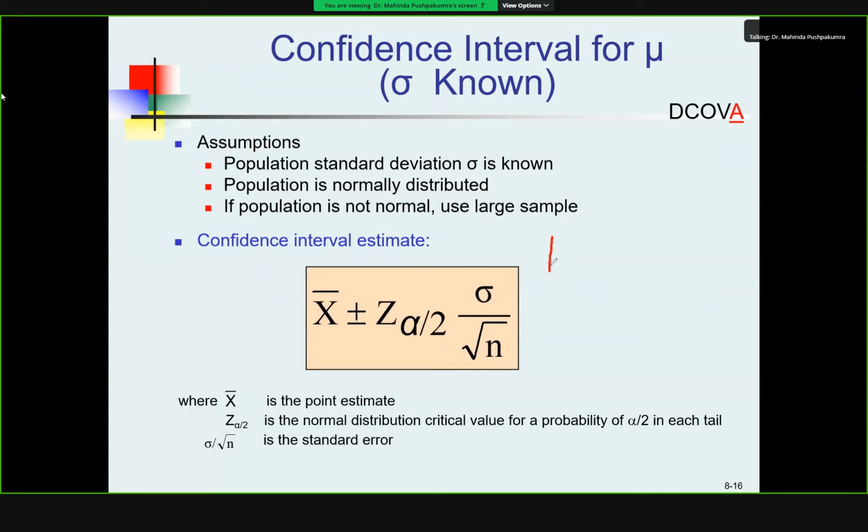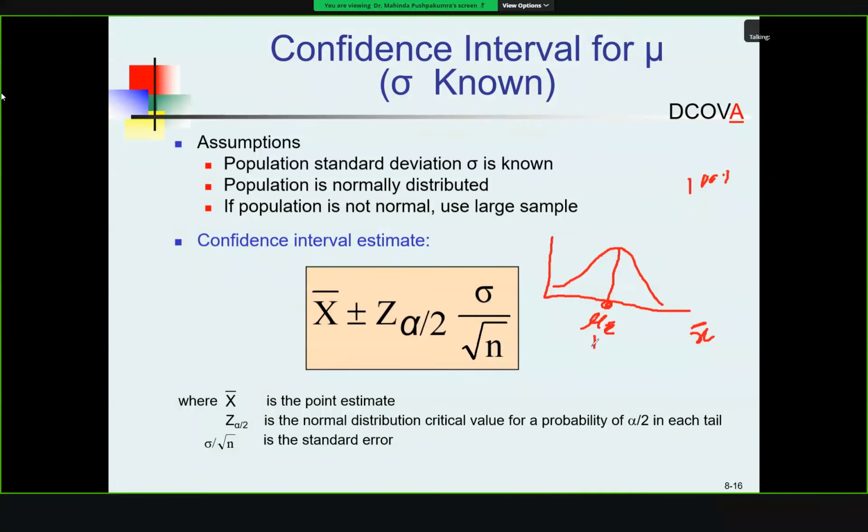Now, in the Z distribution, we know the area under this curve is equal to 1, or you can say 100%. Area under this curve is 1 or 100%. Then in the sampling distribution, this is X bar. Then this point, you can remember, we call the mean of the mean.